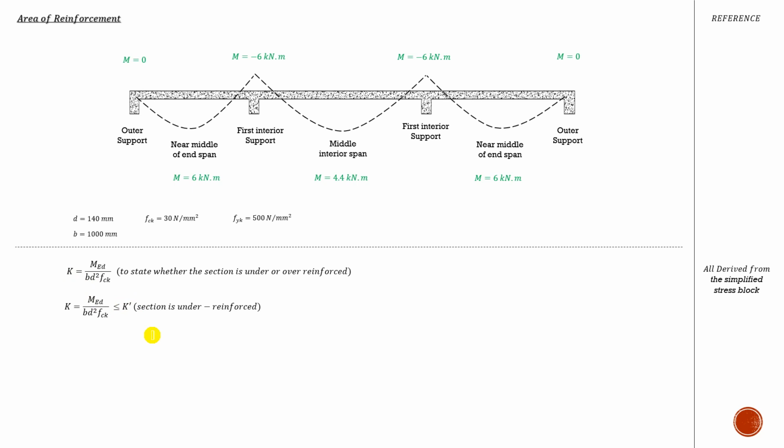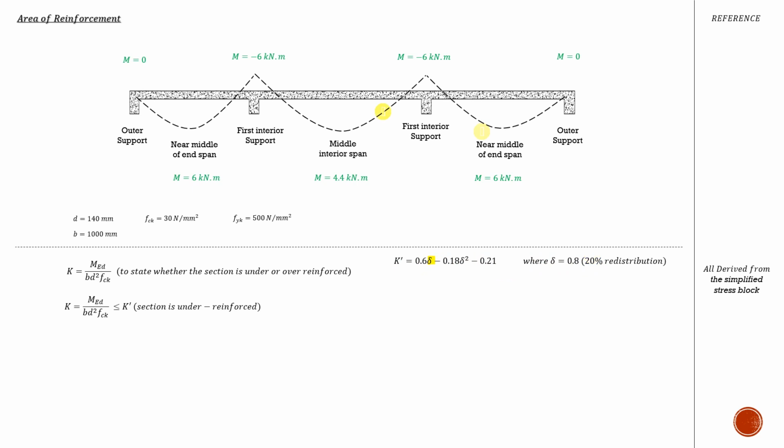You always want to have a ductile failure, and that's a behavior of a section that is under reinforced. So what I need to do here is determine the value of k and check it against k prime. It must be less than k prime, otherwise my section must be doubly reinforced. The k prime here is given with this formula, and this delta here is the redistribution ratio.